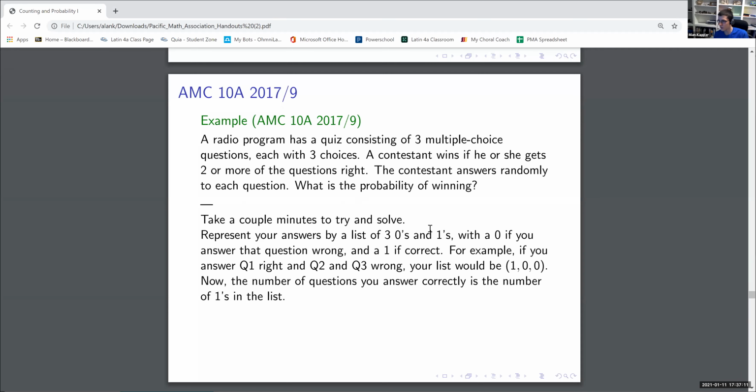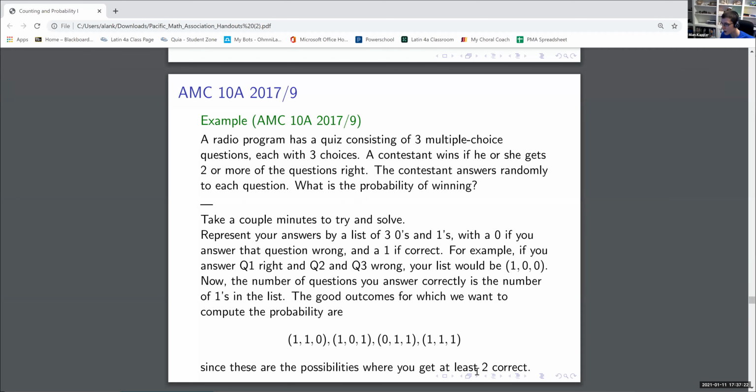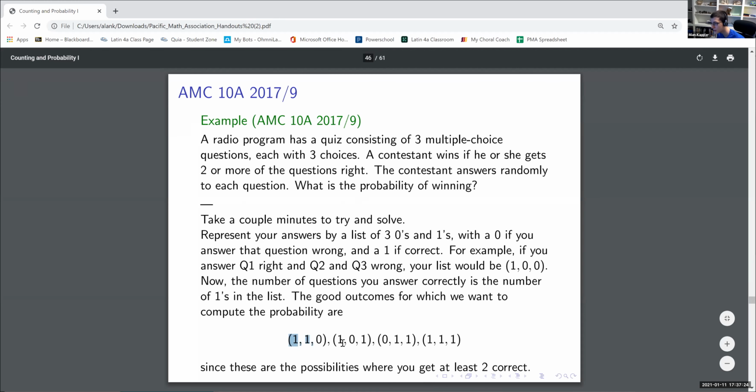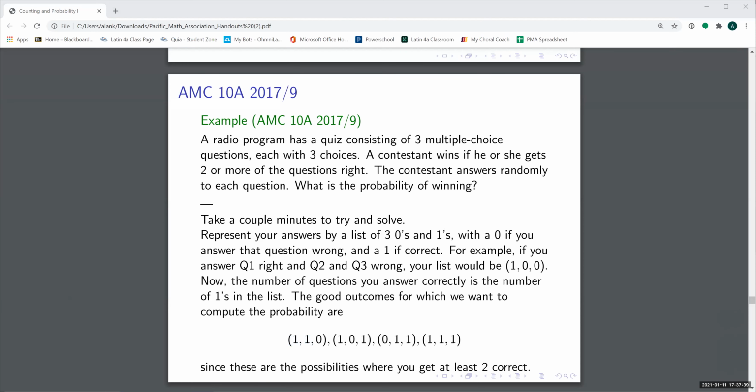So the number of questions answered correctly is the number of ones. So we want at least 2 ones on the list. And there are going to be 4 cases for this: 1, 1, 0; 1, 0, 1; 0, 1, 1; and 1, 1, 1. Did that make sense to everybody? Remember, a 1 is when you get a question right, so you need at least 2 ones to win.